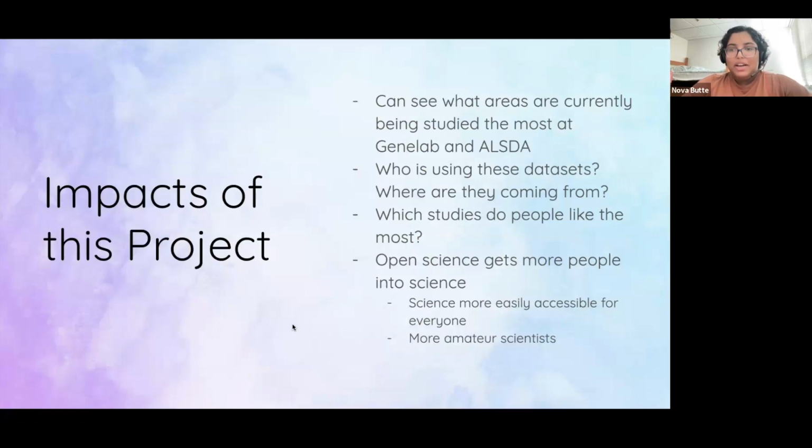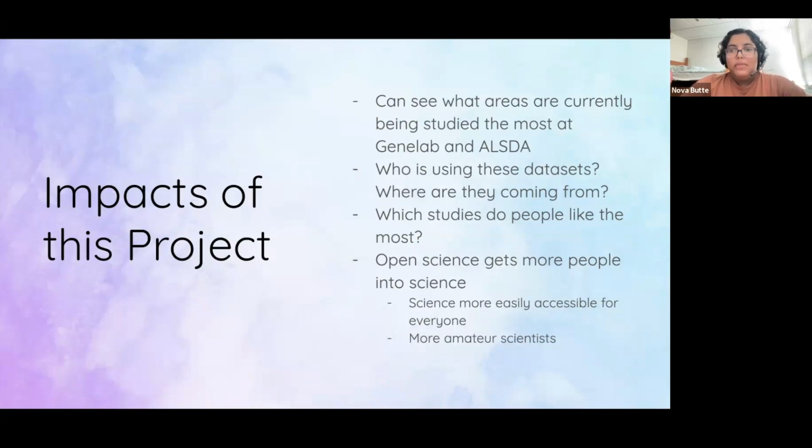So the impact of this project is we're looking at how to get more people interested in science through looking at the raw and the process data sets. So to hopefully help out amateur scientists who want to get interested in data analysis, in biology, things like that. We were looking at what studies people like and interact with the most, like who's using this data, where are they coming from? So we're trying to figure that out.